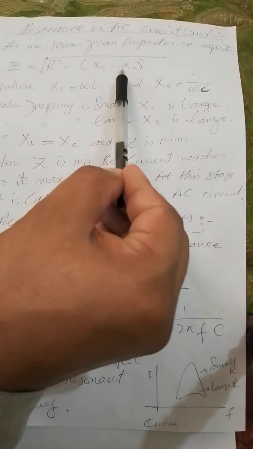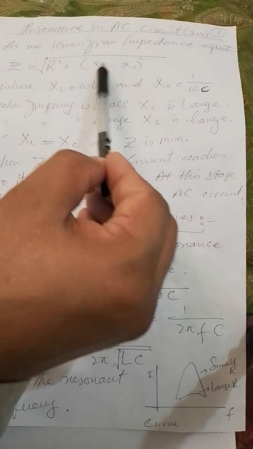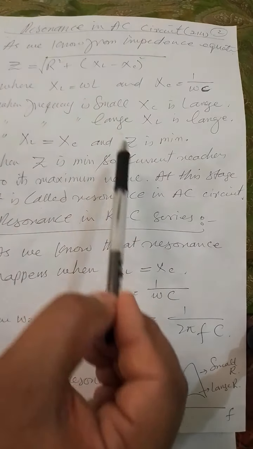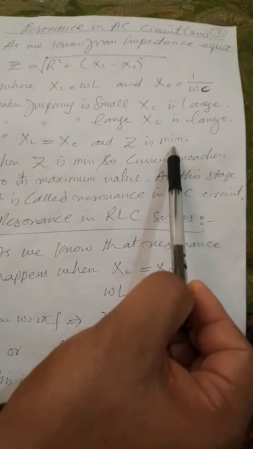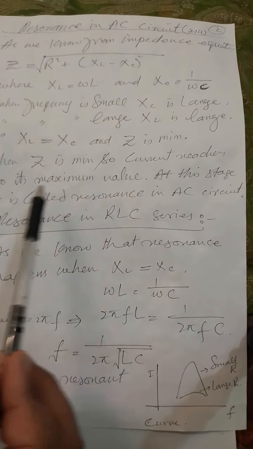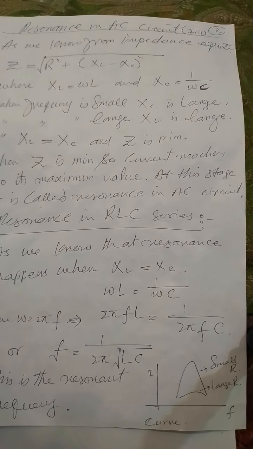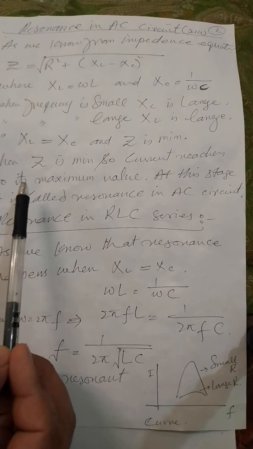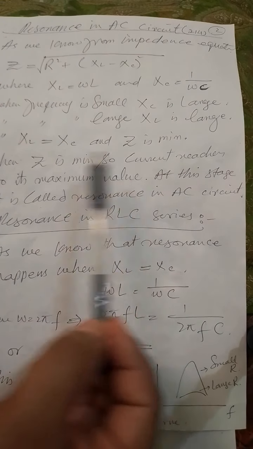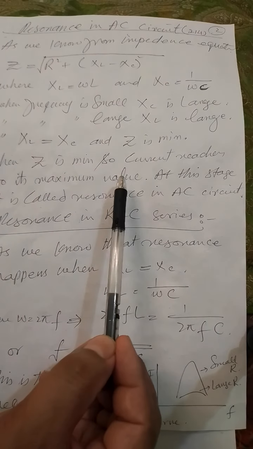These two have the same value, so they cancel out with each other, and the overall net resistance or the impedance will become minimum. Z will become minimum when these two cancel out. So we have Z is equal to R. At that time the circuit is called a resistive circuit.